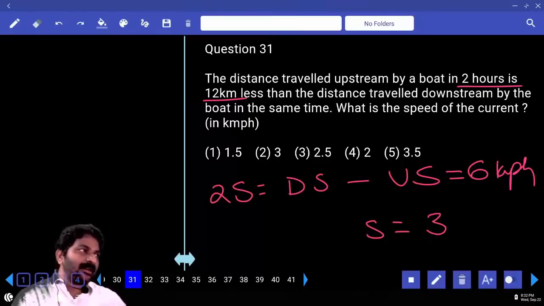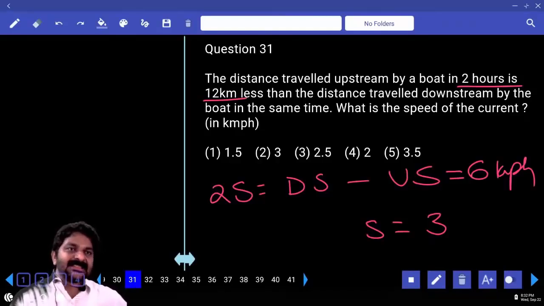Have you understood all? Difference between downstream and upstream is 2s. Sum of downstream and upstream? 2m.